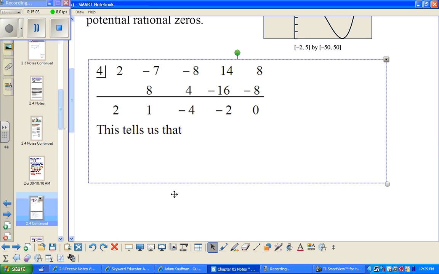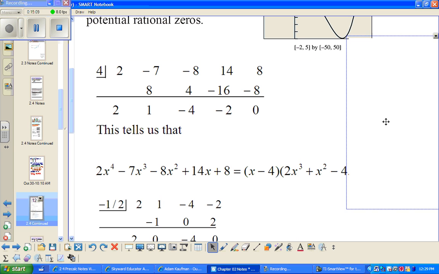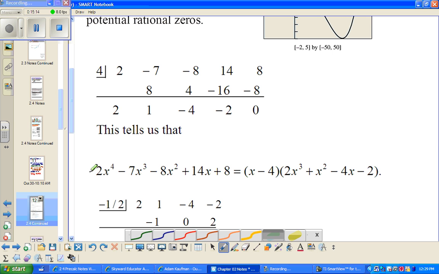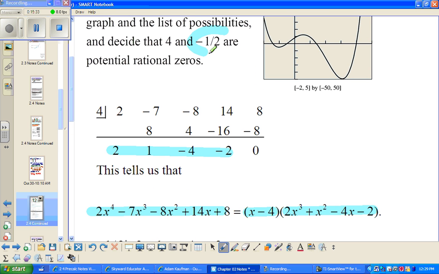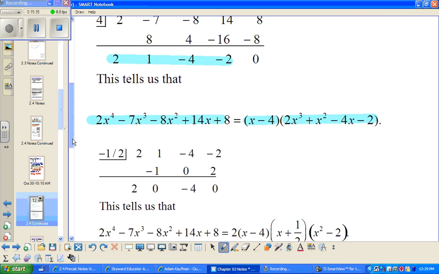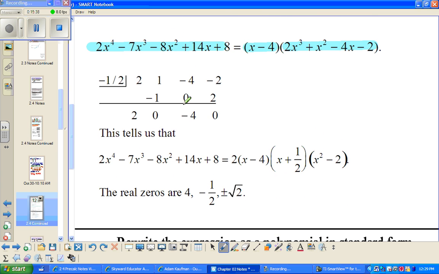This tells us the function we started with right here could be written as x minus 4 times a polynomial of 1 degree less. So since we started with degree 4, it's a degree 3 polynomial times that x minus 4, using the same coefficients from your synthetic division. Now use synthetic division again with a negative 1/2. Once you do that, you should find, because this is a zero, that negative 1/2 did work.